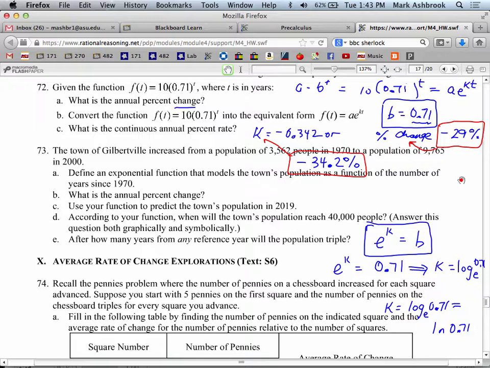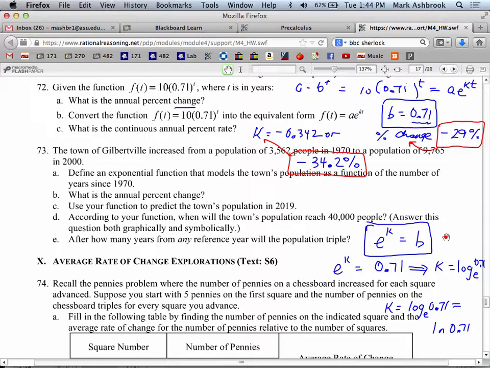Negative 29% and a continuous rate of negative 34.2%. Are they the same or different? What do you think? They're the same, but one's percentage and one is decimal form. Oh no, they're both in percent form. This is 34.2% and this is 29%. They're not the same because we have to do something with e.